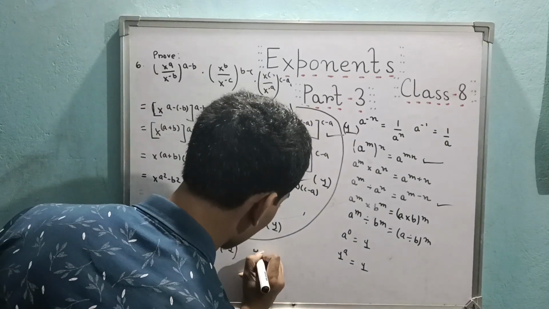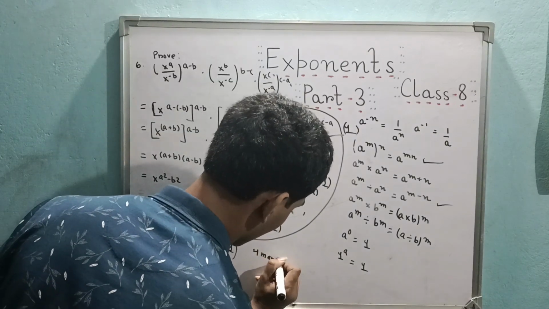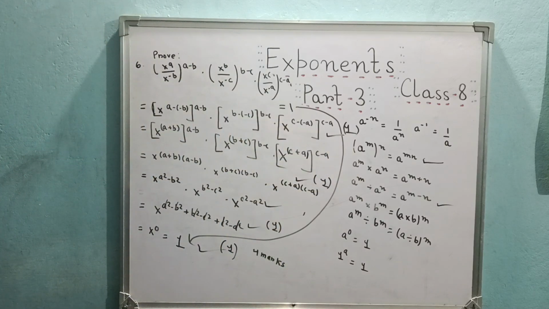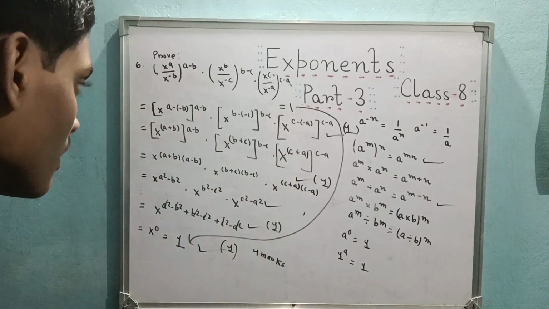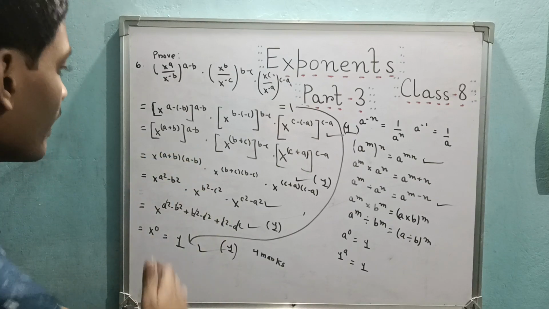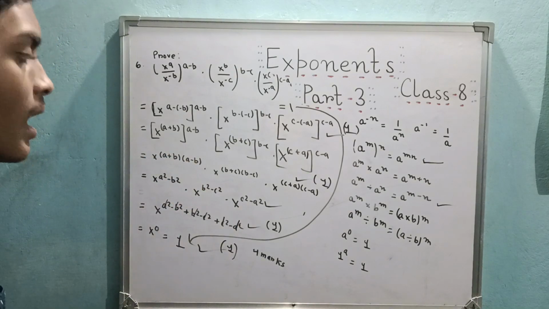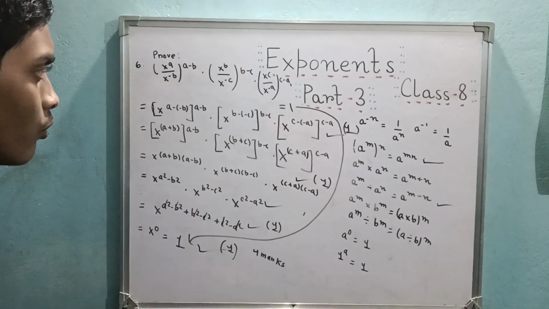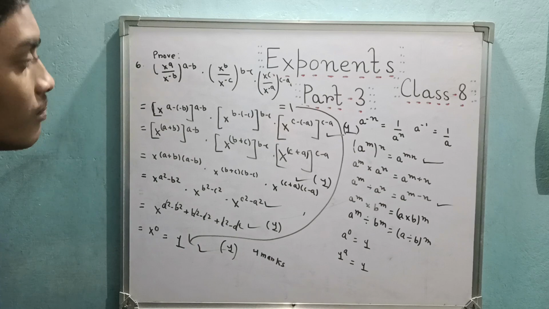So this is a 4 marks question, and I am assured that now you guys will score 4 out of 4 in it. Simple. So subtract the powers first, multiply the powers, then use a plus b into a minus b form. Again for same base and multiplication, add the powers. You will get x to the power 0, which is 1, which is the required proof.